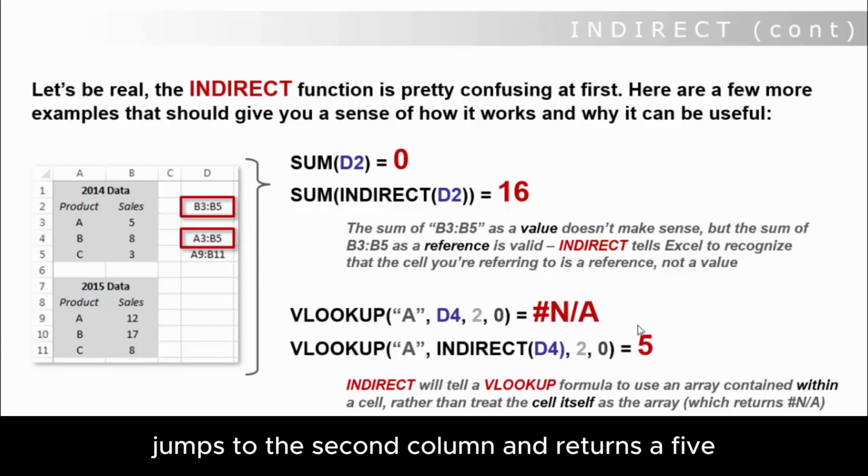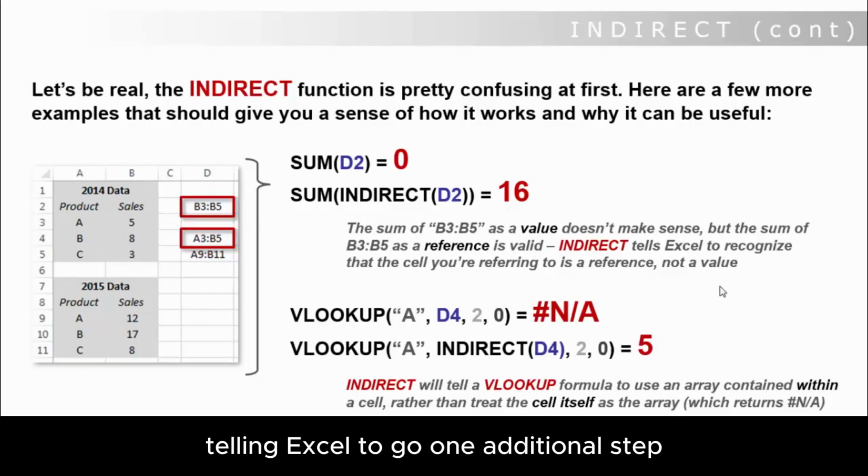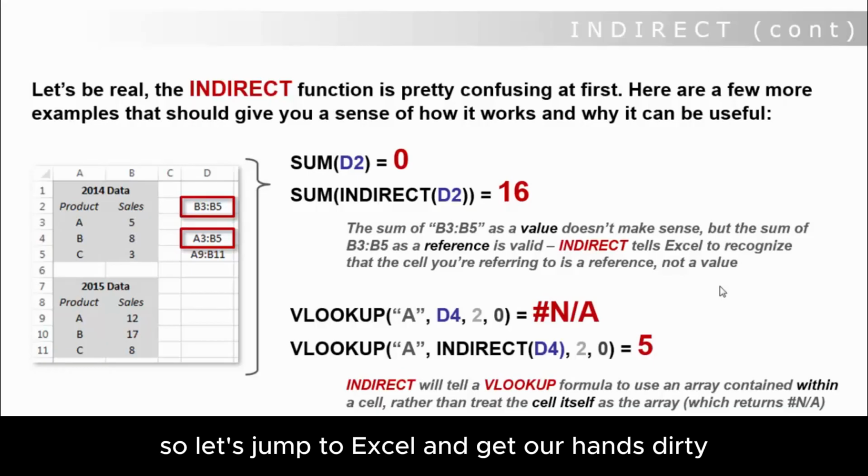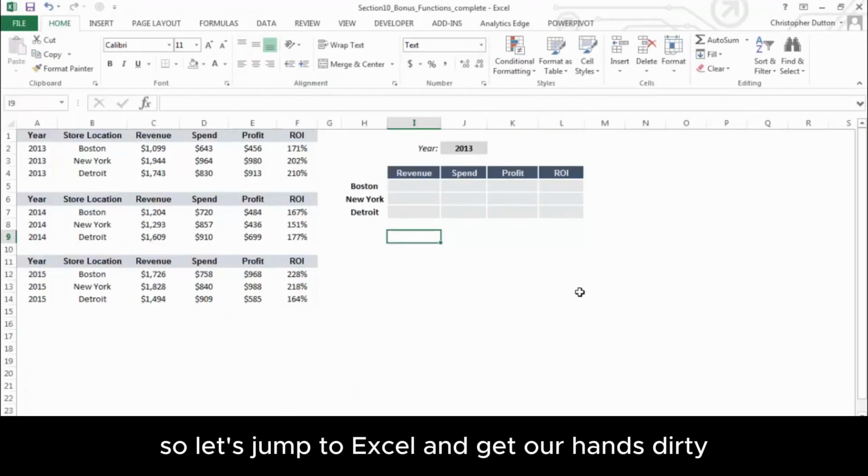And now when you do that, it finds A in the third row, jumps to the second column, and returns a 5. So it's basically just telling Excel to go one additional step and evaluate the actual text within a cell. And if that text reflects a reference, to use that reference as part of the function that it's trying to complete. So let's jump to Excel and get our hands dirty.